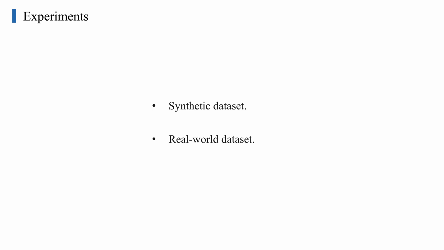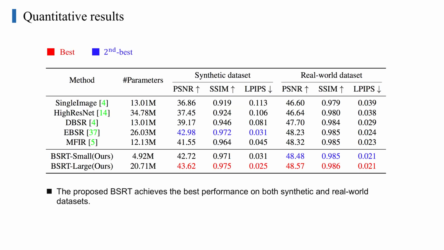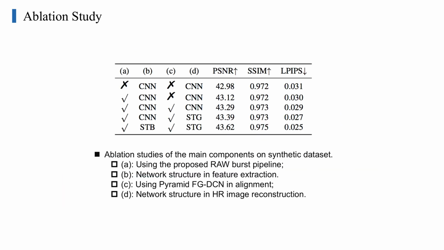In the experiments, we evaluate our method on 2 datasets, a synthetic dataset and a real-world dataset. The scaling factor is fixed to 4. Here we show the quantitative results and the number of parameters of each model. The proposed method, even the efficient one, BSRT-small, can achieve good performance on both synthetic and real-world datasets. Moreover, we add an ablation study to illustrate the effectiveness of the main components of the proposed BSRT, including the new raw processing pipeline, Pyramid FG-DCN and Swin transformer blocks and groups.